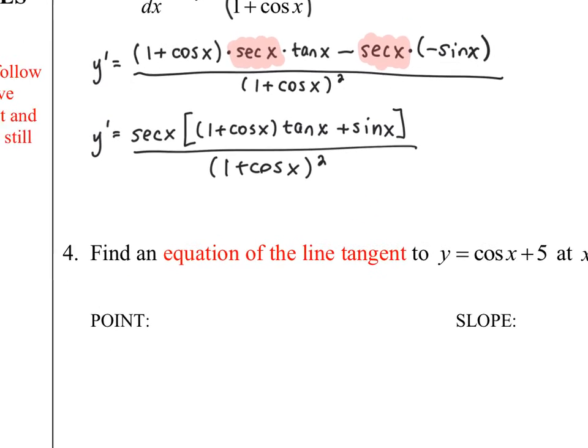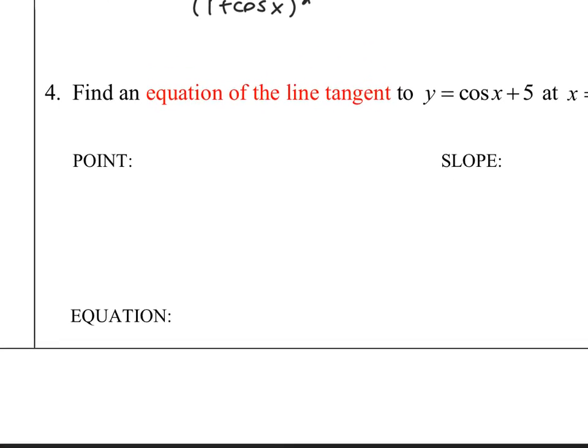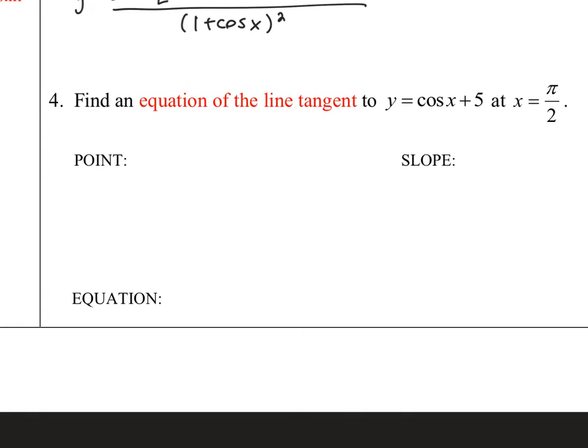And my last example is a good old equation of a tangent line. They just never seem to go away, and they won't. So for the equation of a tangent line, what you should think is I need a point and I need a slope, and from that I can write my equation. So for my point, I know my x-coordinate is pi over 2. To find the y-coordinate, I'm just going to plug it into my function. And I know that cosine pi over 2 is 0, and 0 plus 5 is going to give me a y-coordinate of 5. So my point is going to be (pi over 2, 5).